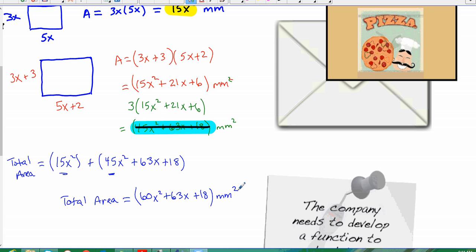So kind of a long problem, but it had you do a lot of stuff here. It had you find two areas of rectangles. It had you multiply one of them by 3, and then it had you add them together. So a lot of operations all together. All right, I think we're just about done.